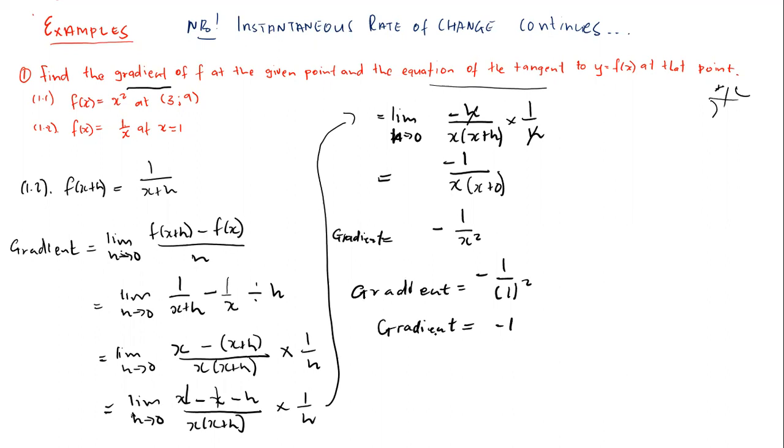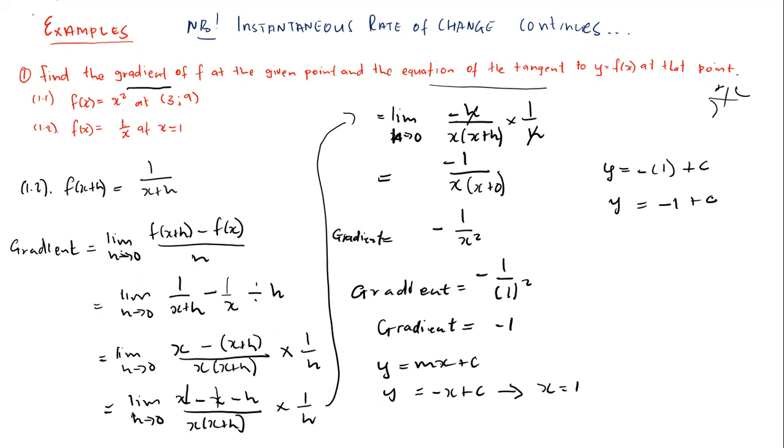Now, after determining the gradient, we're going to determine the equation of the tangent, okay? So we're going to say y is equal to mx plus c. Y is equal to, our gradient in this case is -1, x plus c. And then we're going to say this graph passes whereby x is equal to 1. Therefore, we're going to say y is equal to negative, our x is 1, plus c. So now here we have y is equal to -1 plus c.